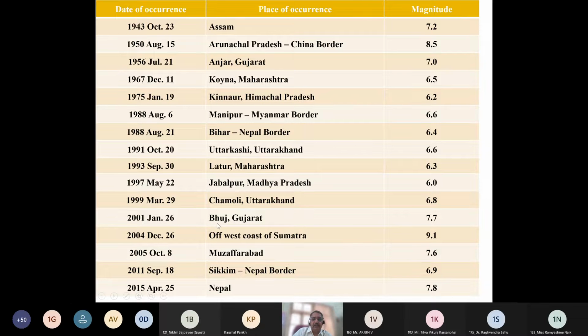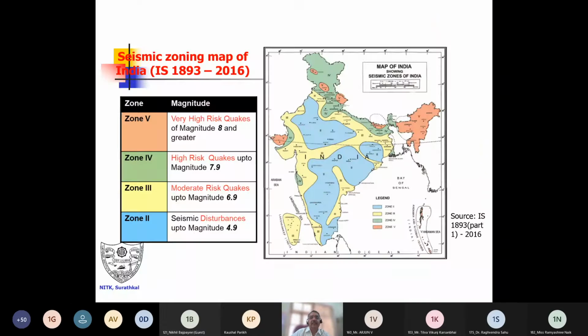2001 Bhuj earthquake, magnitude 7.7. Then 2004 Indonesia earthquake, magnitude 9.1. 2011 Sikkim earthquake, magnitude 6.9, and 2015 Nepal earthquake, magnitude 7.8. Indian continent earthquake, so the Nepal earthquake is also listed here.